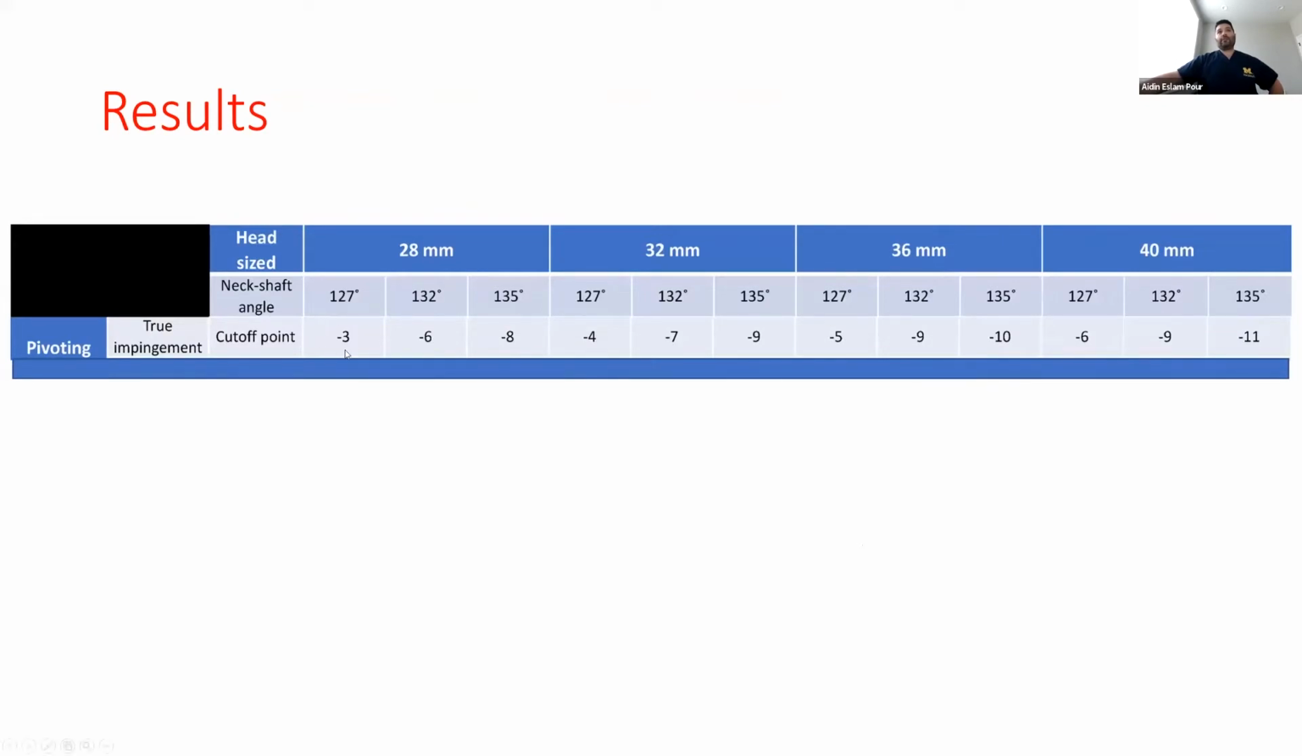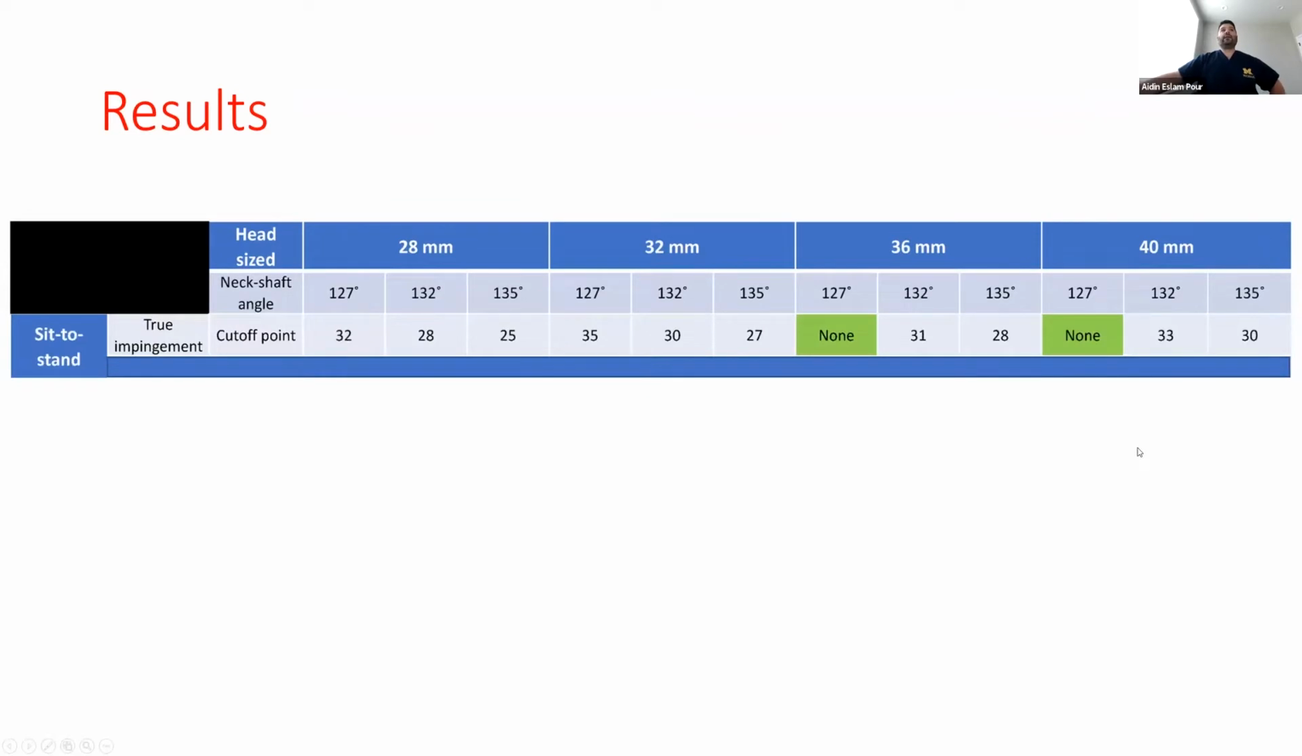As you can see, only 3 degrees of pelvic retroversion in a 28 millimeter head with a 127 degree neck shaft angle can result in the prosthetic impingement and dislocation. And here you will see that we have 11 degrees of tolerance when you use a 40 millimeter head. When it comes to sit-to-stand motion, if you use a 36 and 40 millimeter head, pretty much, and at 127 degree angle stem, you pretty much are not going to have any kind of prosthetic impingement during the motion.